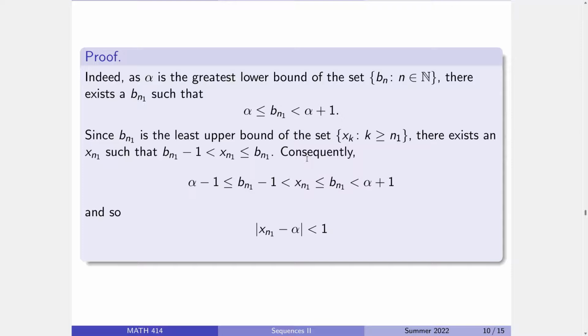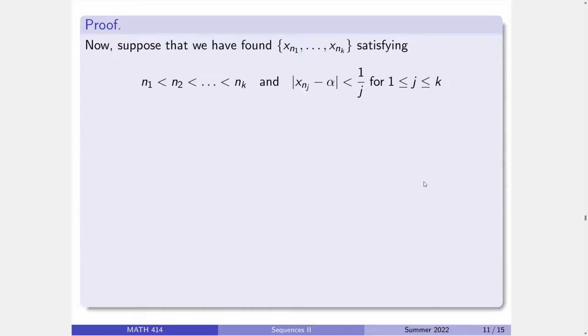This is kind of the first time we're going to see it. It'll pop up when we get to integration, which will be the last week or so of the course. Alright, so like I said, we are in an inductive argument, so let's suppose that we've created our subsequence. So I have my strictly increasing n sub 1 to n sub k, and they all have the desired property that the distance from these to alpha is 1 over j.